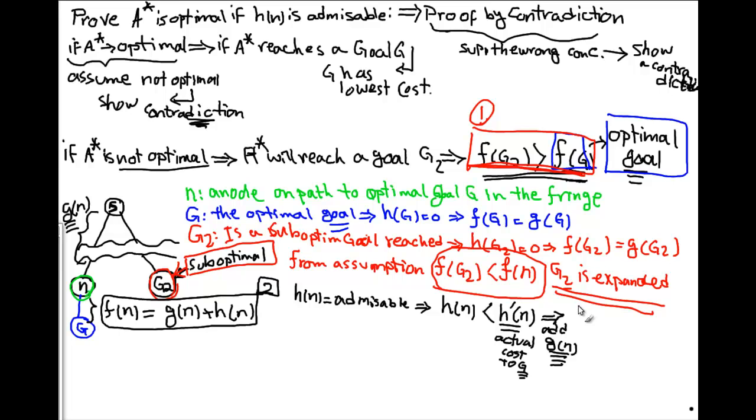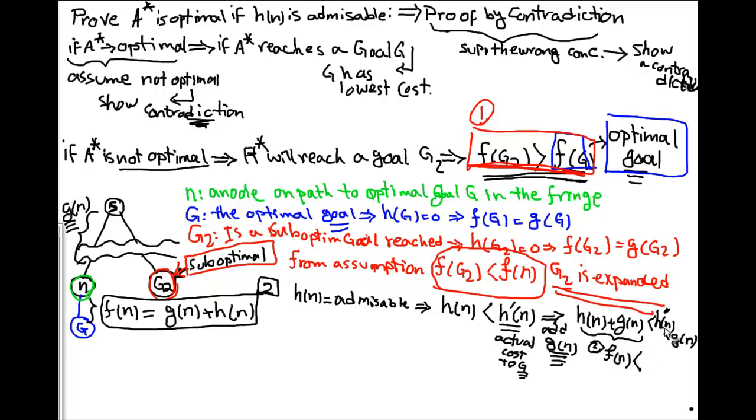From there, I'm going to get h of n plus g of n is going to be less than h prime of n plus g of n. I didn't do anything really crazy. I just added g of n to both sides of the equation. Now from this guy, this is familiar. Remember 2? The equation number 2? This is f of n. So this guy is going to be f of n.